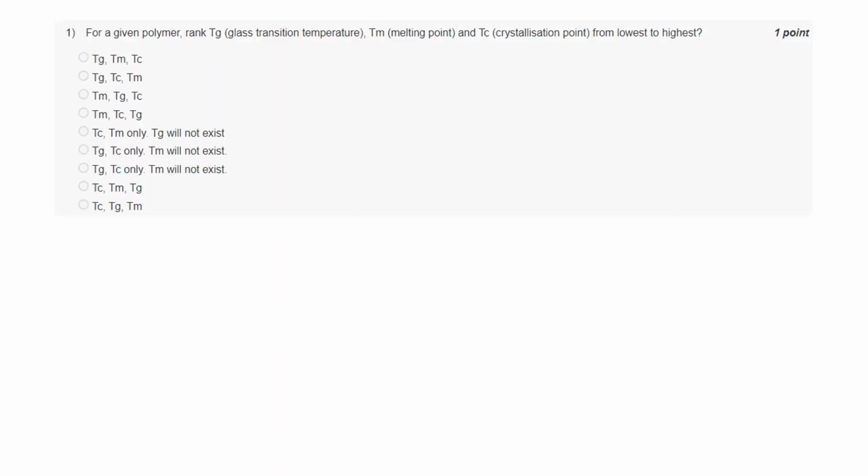Yes, ma'am. Thank you. So the first question is, for a given polymer, we have to rank Tg, Tm and Tc from lowest to highest. And the right order is Tg, Tc, Tm. That is, Tg is the lowest, followed by Tc, Tm is the highest.